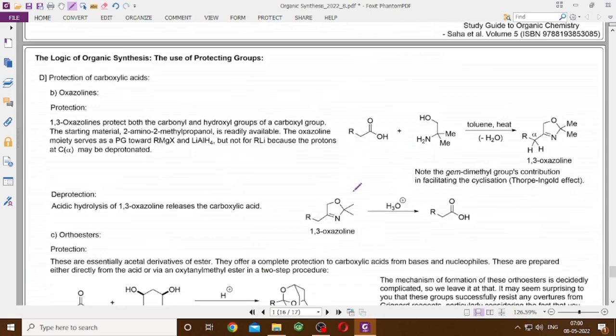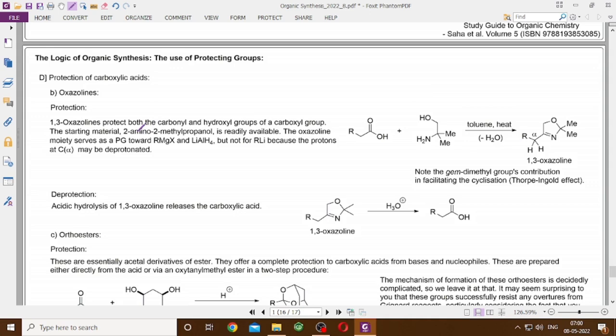But as I have told you, the other protecting groups are important for the carboxylic acid. One of them is the oxazoline. As I know, they are beyond the scope of the syllabus, but these are such important protecting groups that I have to talk a little bit about them. 1,3-oxazolines can protect the carbonyl group as well as the hydroxyl group of this carboxylic acid group. See, the OH needs protection, the carbonyl also needs protection from nucleophilic addition, and that can be done by construction of this 1,3-oxazoline, which is done by 2-amino-2-methylpropanol, which is readily available.